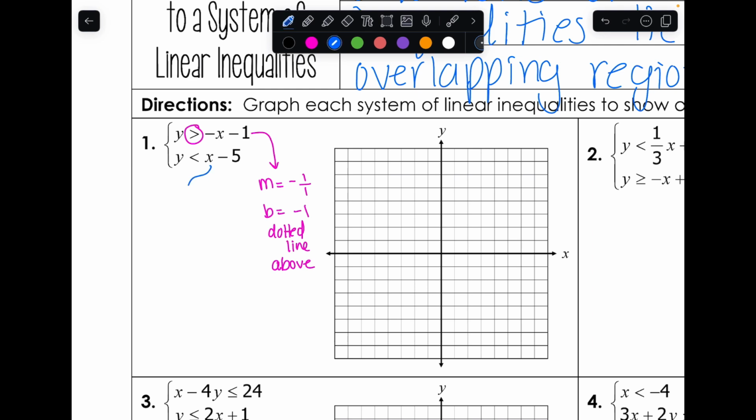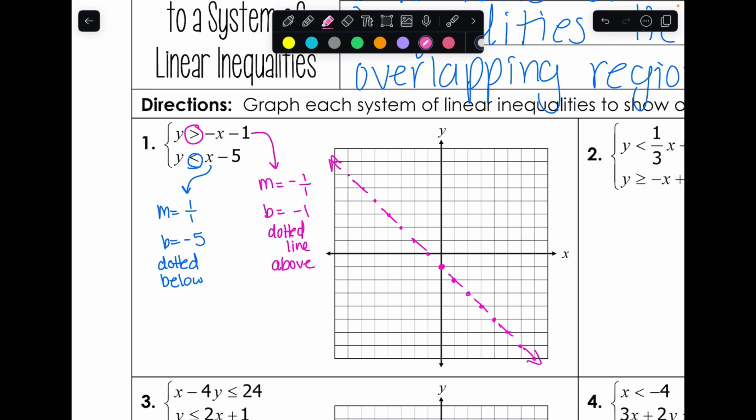Our second inequality has a slope of +1/1, a y-intercept of -5, and this inequality also gives us a dotted line, but this time it will be shading below. To graph the first one, our pink identified inequality, I'm going to start by going down to -1. Then I'm going to create a train of my slopes, down 1/1, all the way through my graph. Then I'm going to connect these dots with a dashed line, making sure to have arrows at the end.